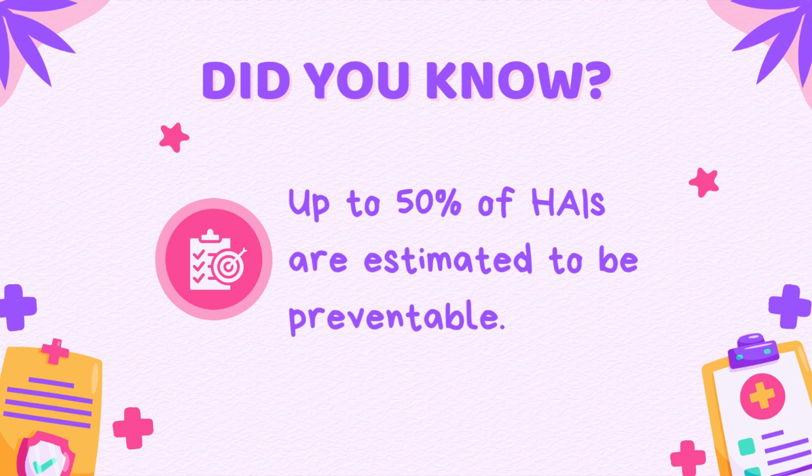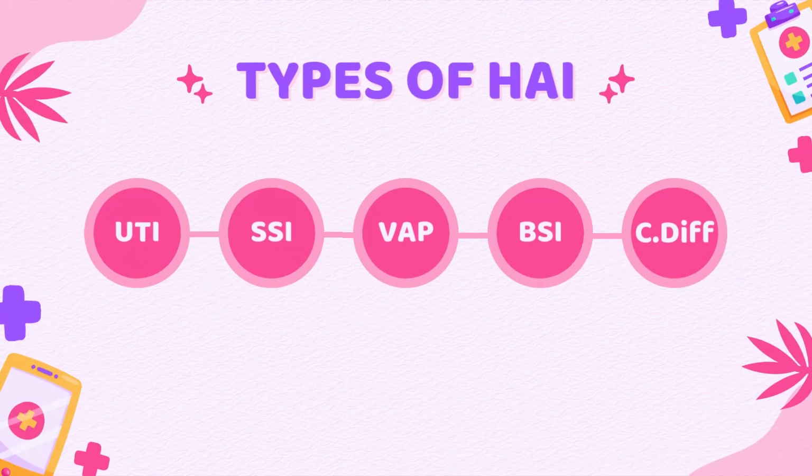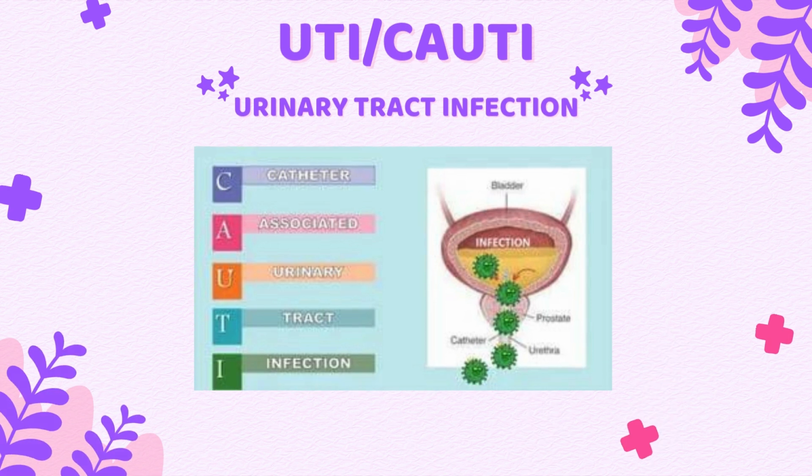All right, so let's see in detail what the types of HAI are. To begin with, urinary tract infection, surgical site infection, ventilator associated pneumonia, bloodstream infection, and C. diff. These are the five infections we are going to discuss briefly in this video. Let's jump to the first one.